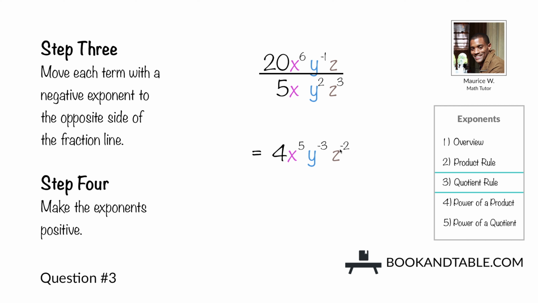So step 3, move each term with a negative exponent to the opposite side of the fraction line. And then step 4, make the exponents positive. So we're going to move our y and z terms from the numerator to the denominator and make their exponents positive, giving us a final answer of 4x to the 5th over y cubed z squared.